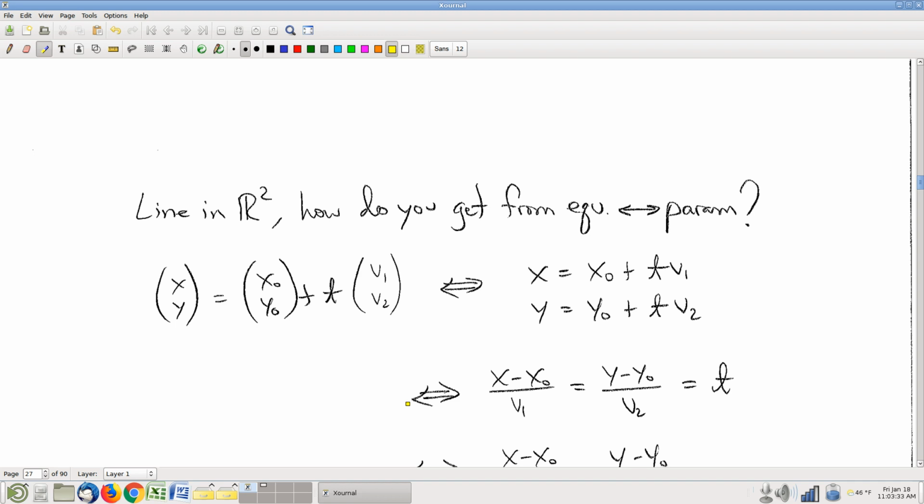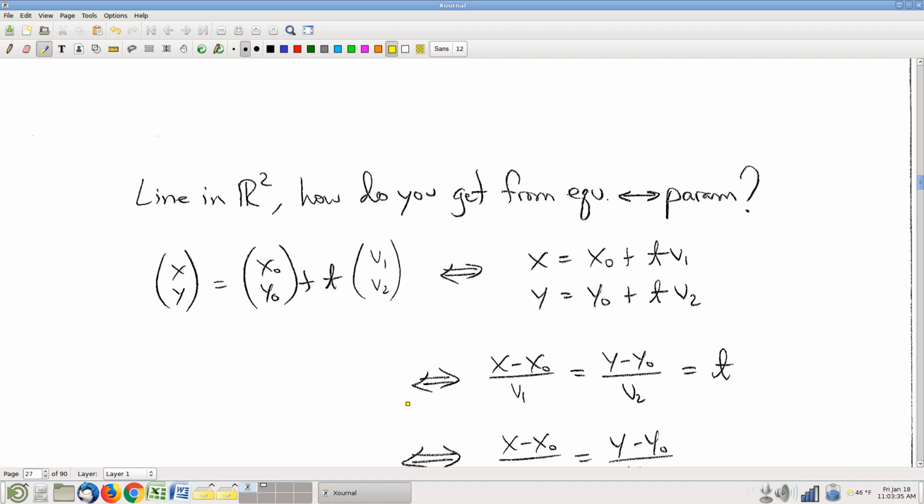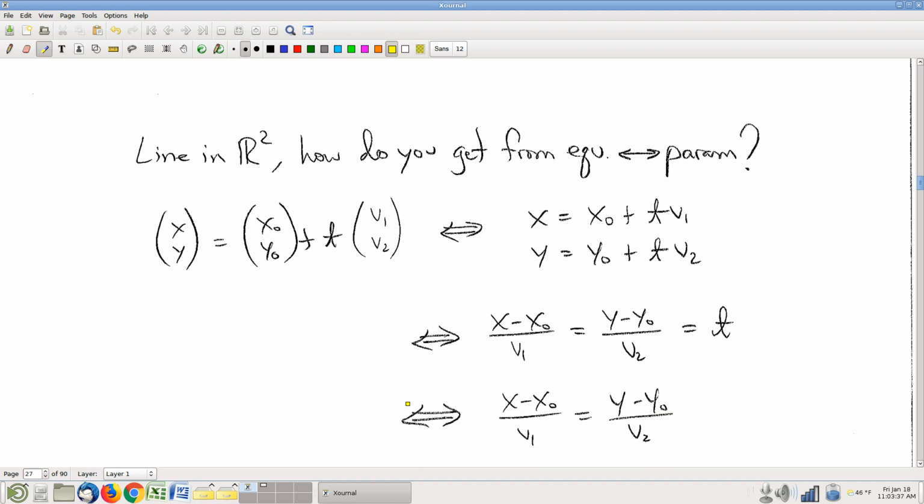Now, please do me the favor. Do not memorize the symbolic manipulation, so that whatever is here goes there, and whatever is here goes there, and whatever is this one and that one, those go there, and there's your equation, right? That's not a mathematical argument. That's symbolic manipulation. It's also garbage. What if v1 is 0? That doesn't make any sense, right?